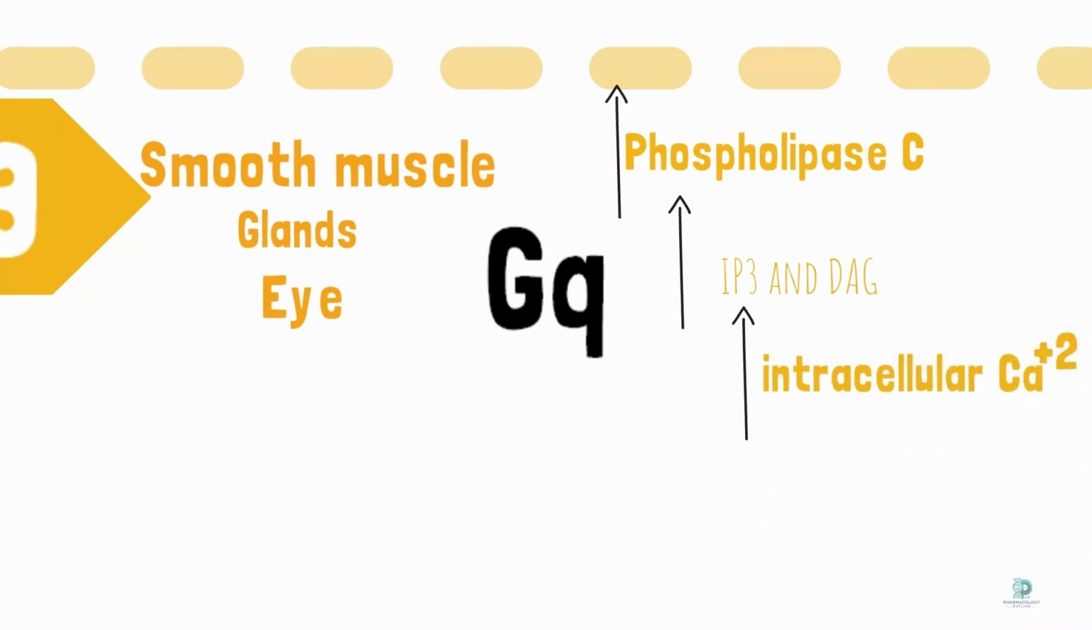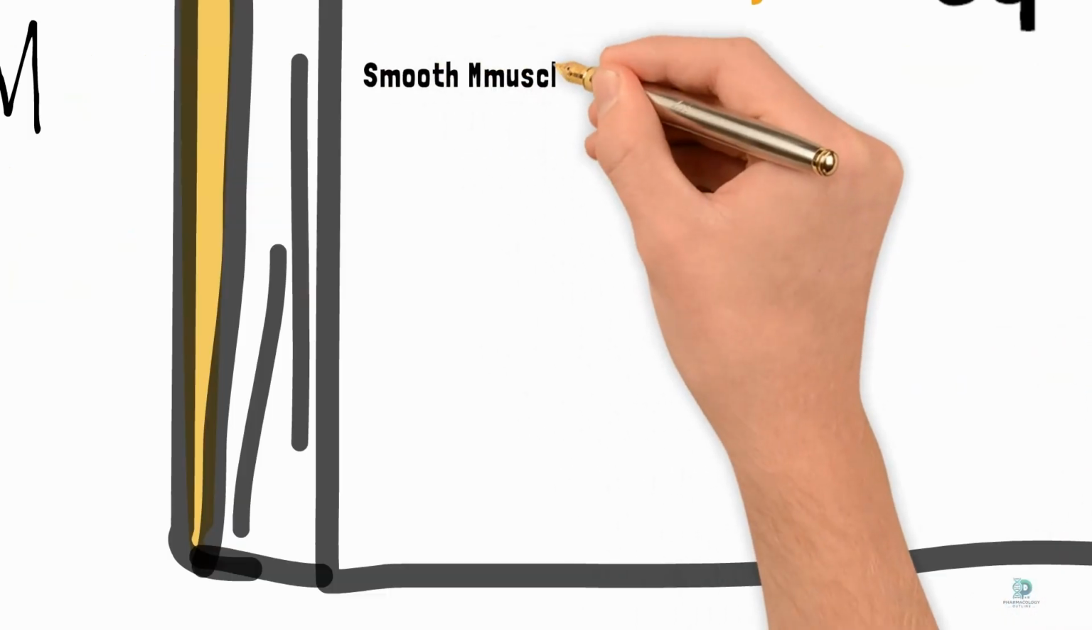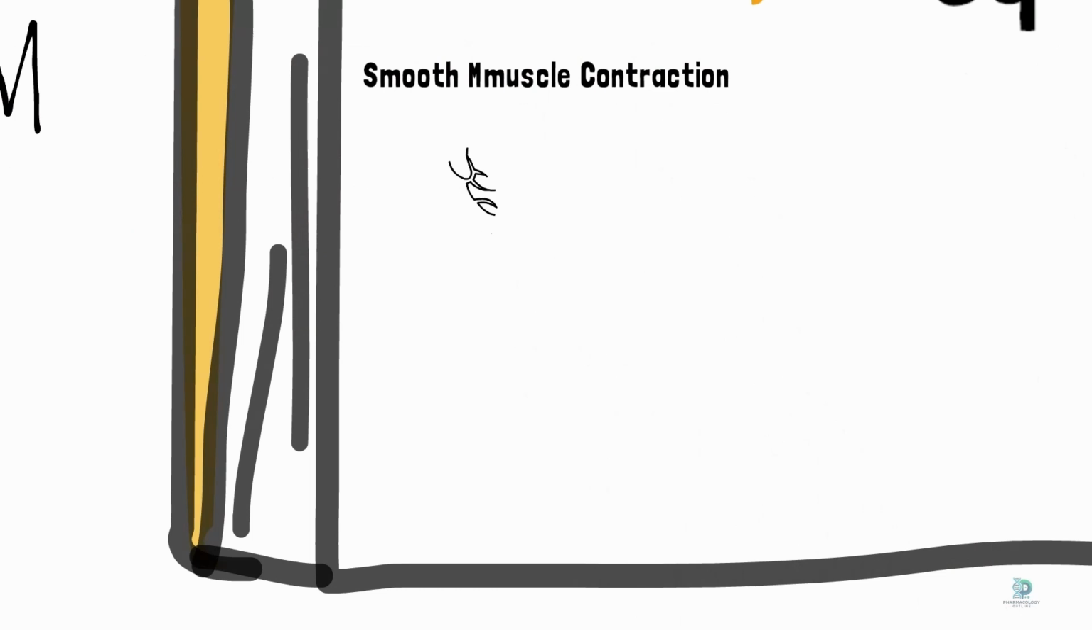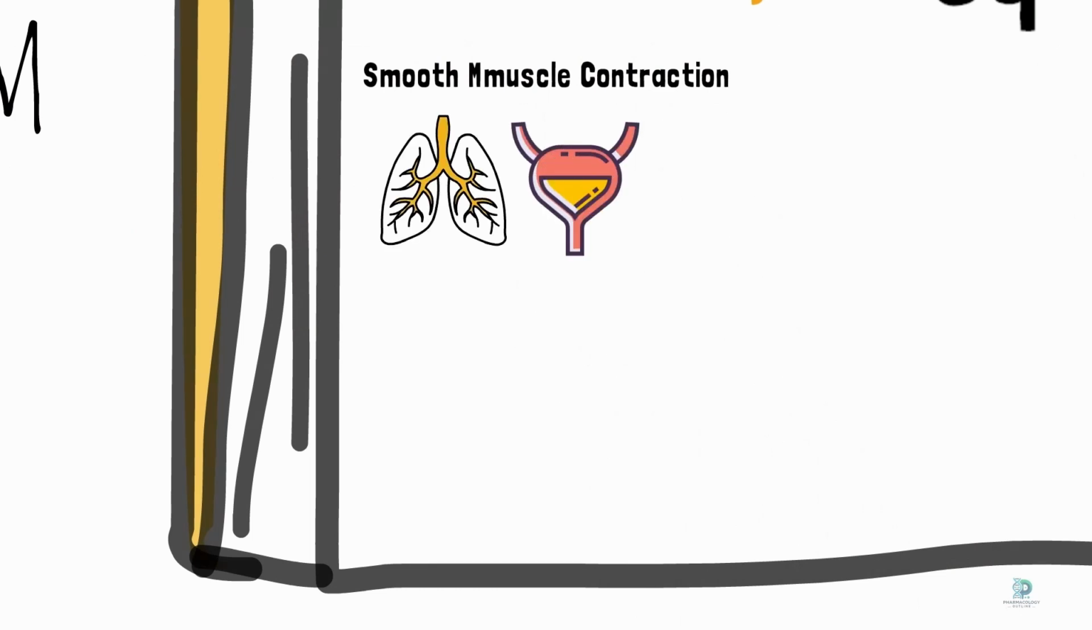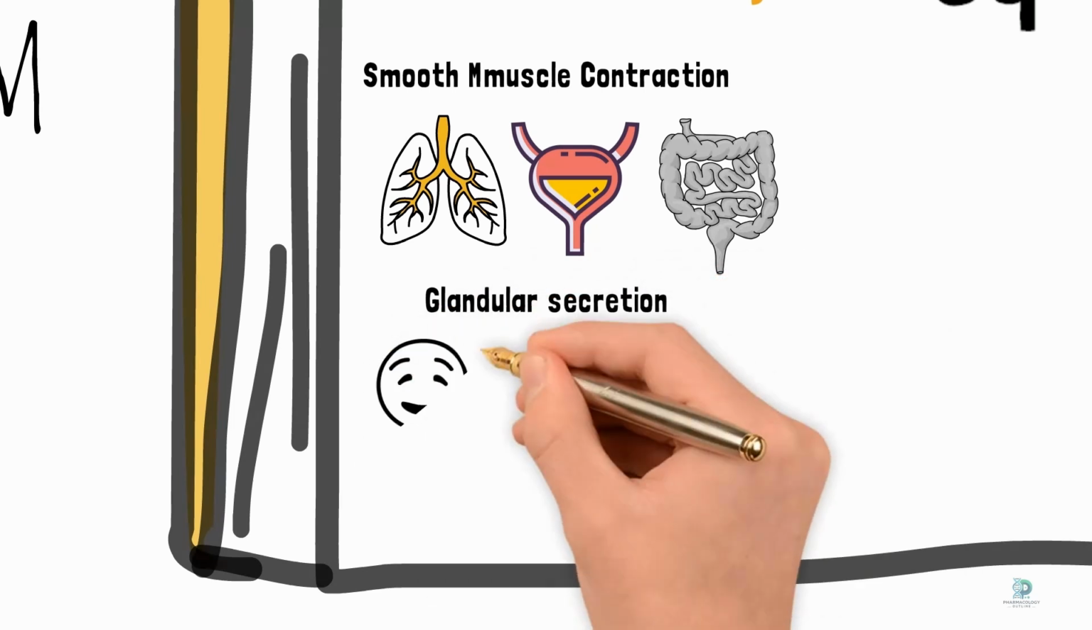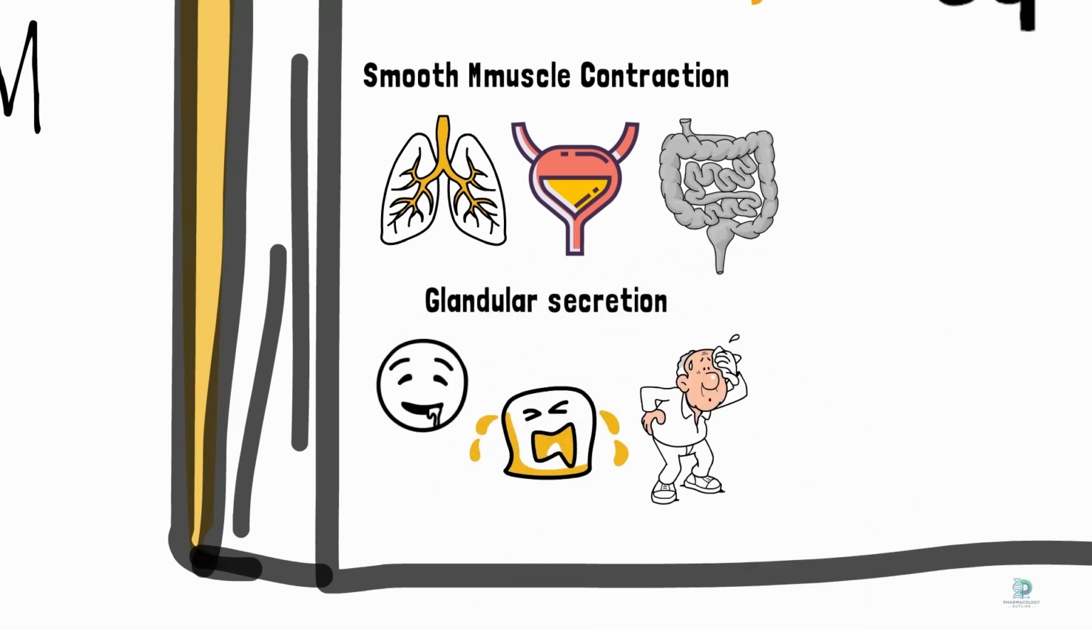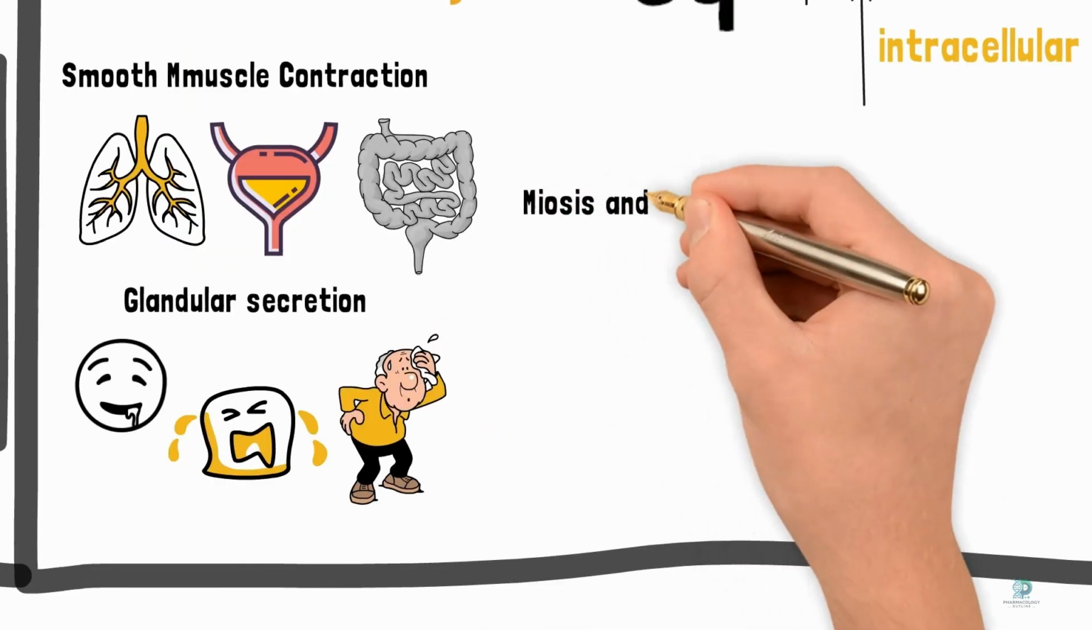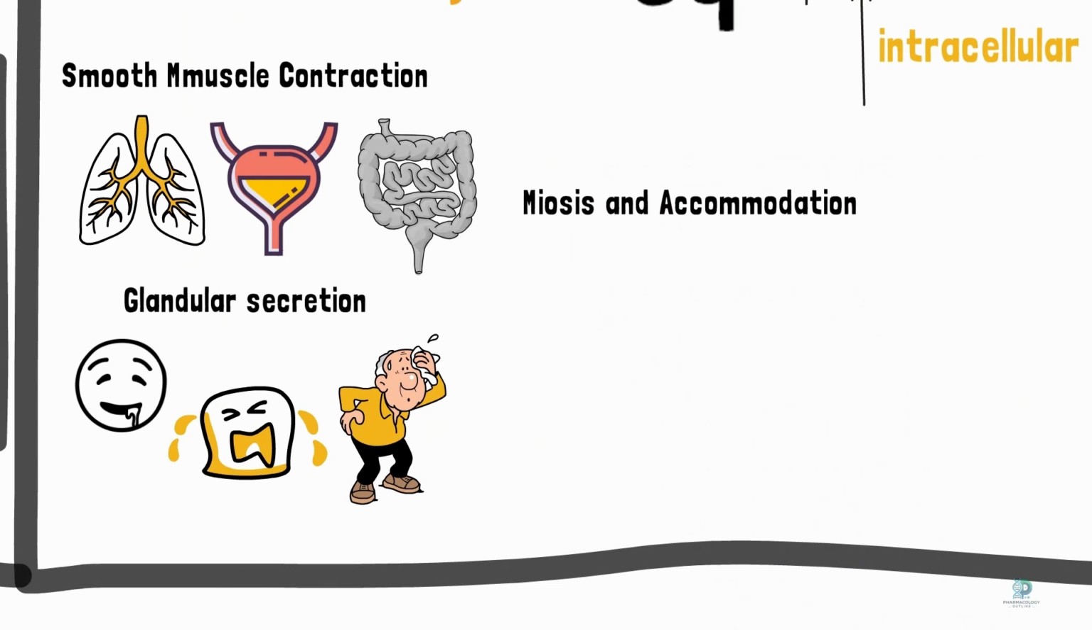Physiological effects: smooth muscle contraction, for example, bronchoconstriction, bladder contraction, increased GI motility. Glandular secretion, salivary, lacrimal, and sweat glands. Miosis and accommodation via contraction of the sphincter and ciliary muscles of the eye.